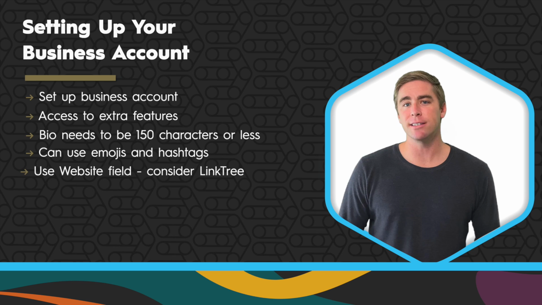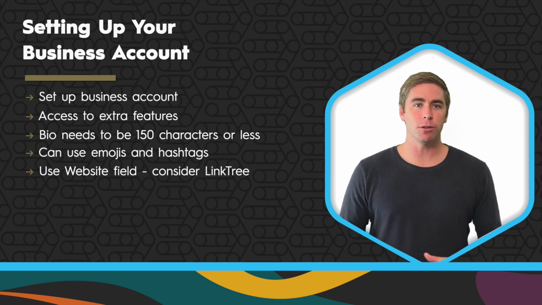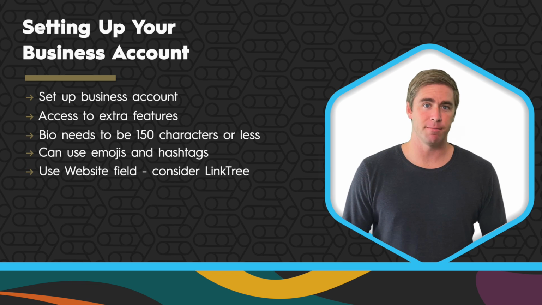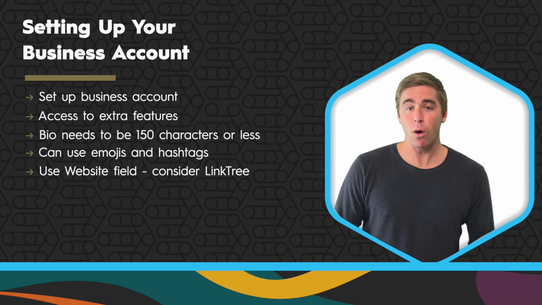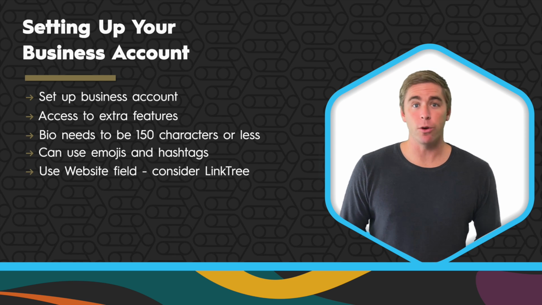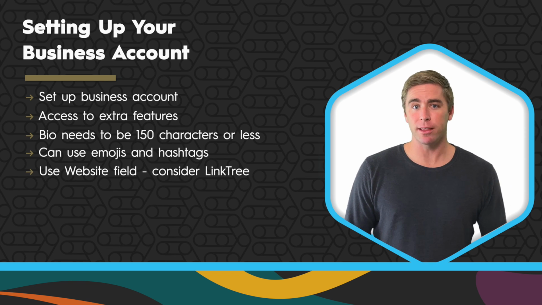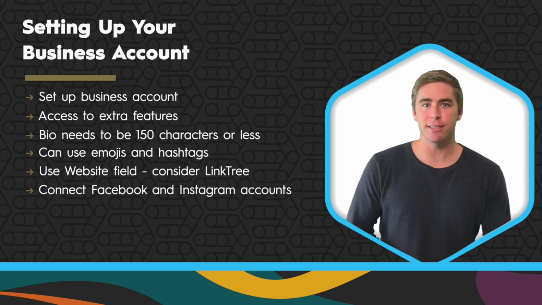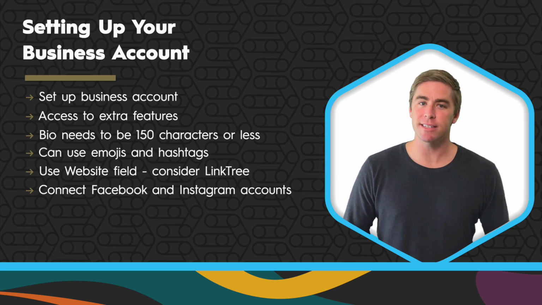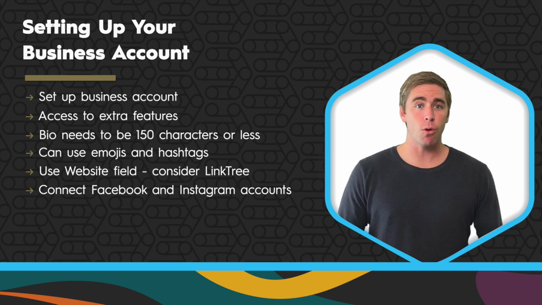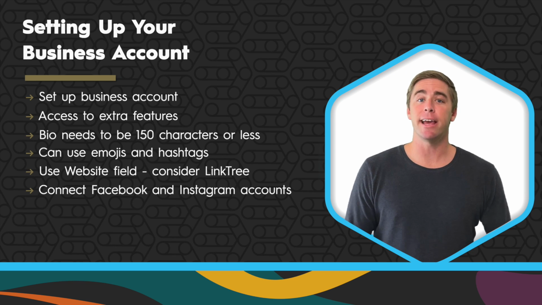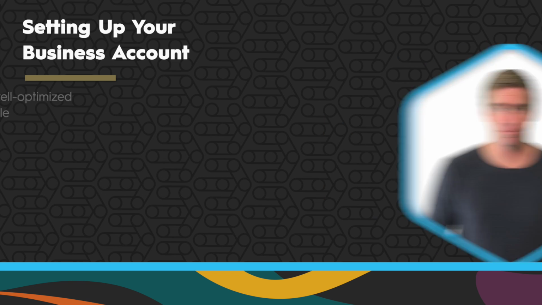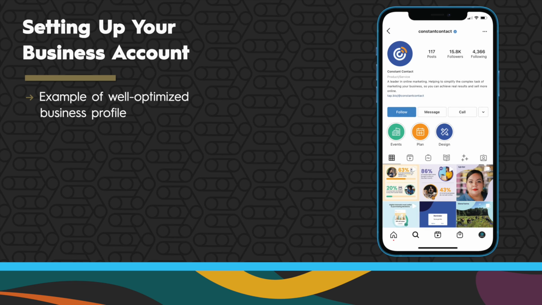Also, try to utilize the website field, as this is the only place you can add a clickable link. In order to make the most out of one URL, use Linktree or an equivalent to house all the important links that you want to share with your audience. You can also connect your brand's Facebook and Instagram profiles together to allow for easy cross-posting, scheduling, and a centralized messaging center. Here is a well-optimized business profile from Constant Contact that is using a Linktree to provide simple navigation for users.